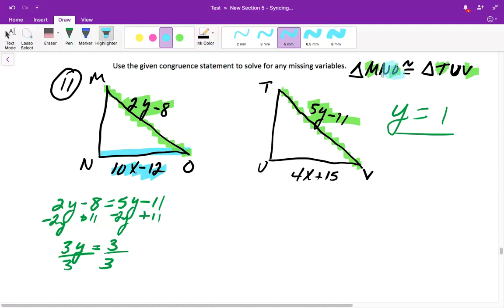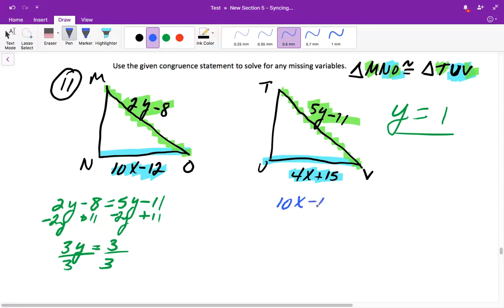And NO is our middle and our third one. So I'm going to look for our middle and our third vertex here as well, and that's UV. And UV is here, which also has x in it. So it works out nicely. My x's are corresponding, so I can just go ahead and set them equal.